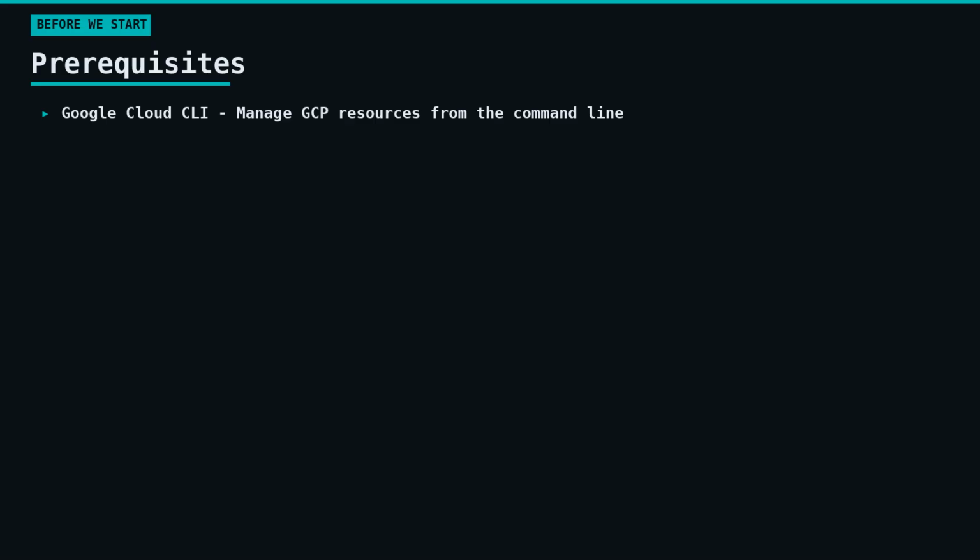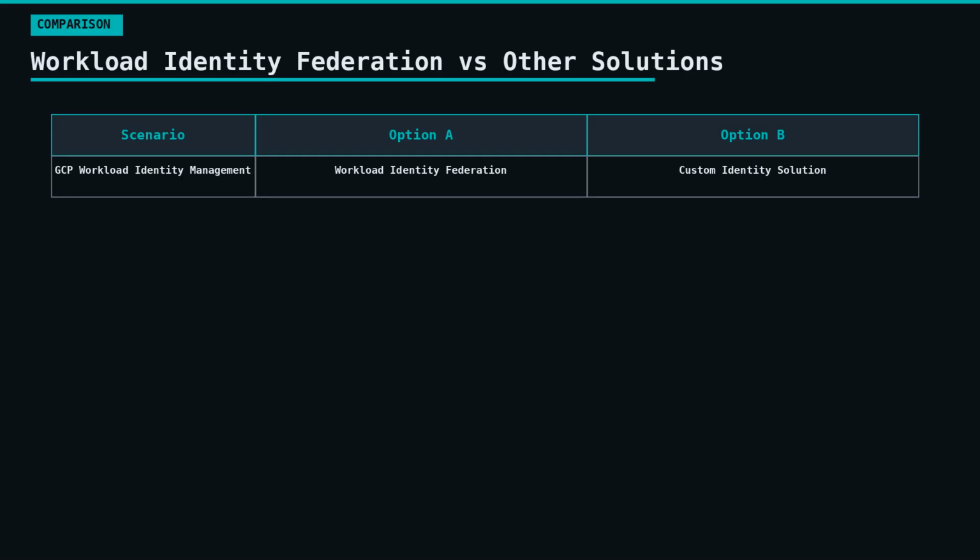When deciding between using Workload Identity Federation and other identity management solutions, consider the simplicity and security of Workload Identity Federation. It's designed specifically for GCP workloads and integrates well with Kubernetes. Other solutions might require more complex setup and management.